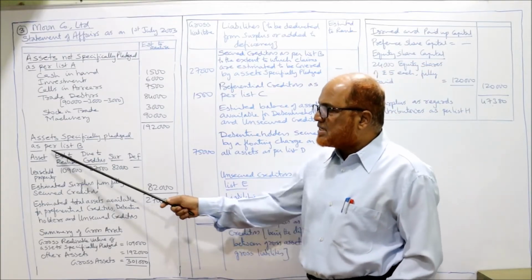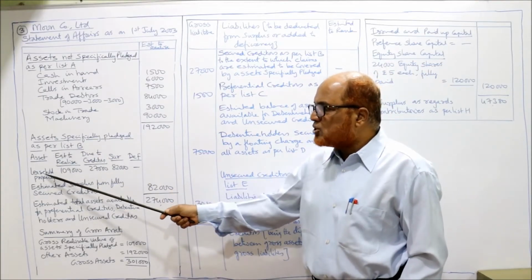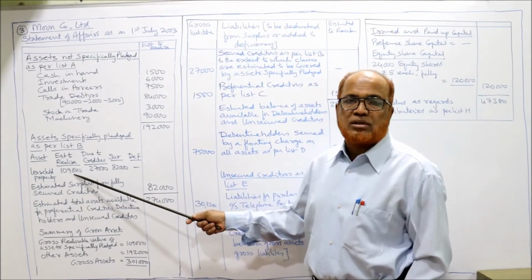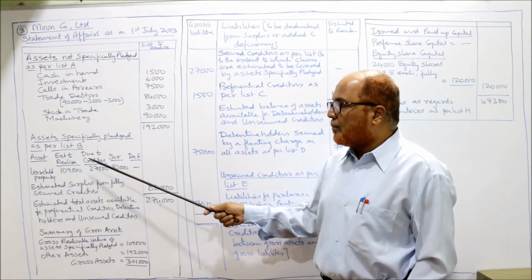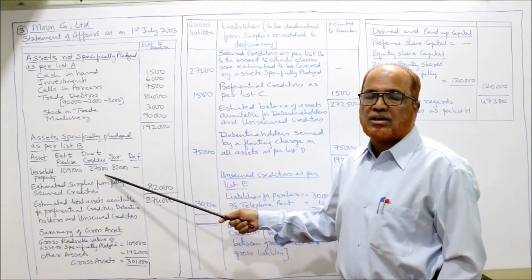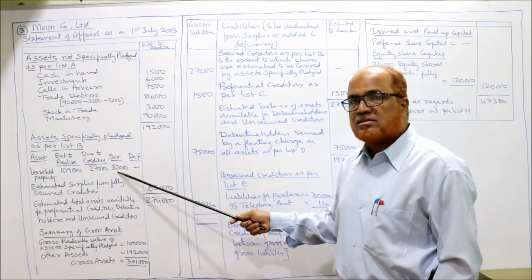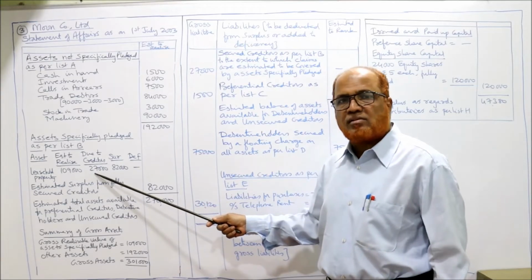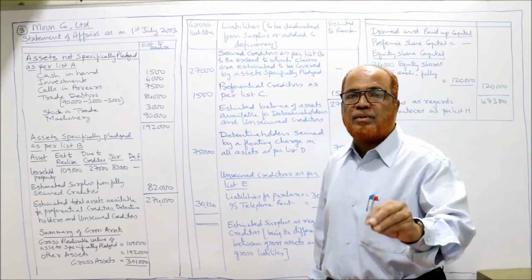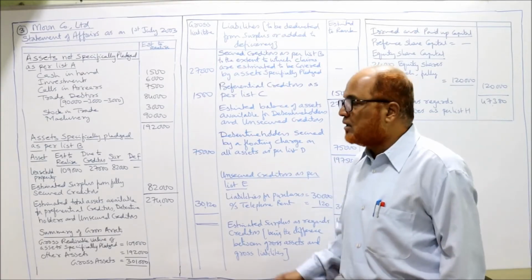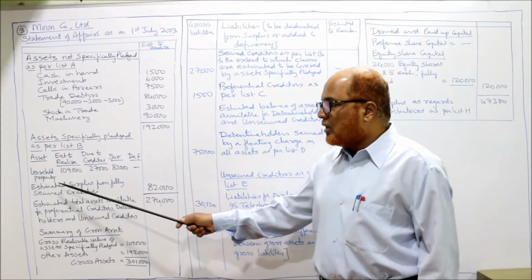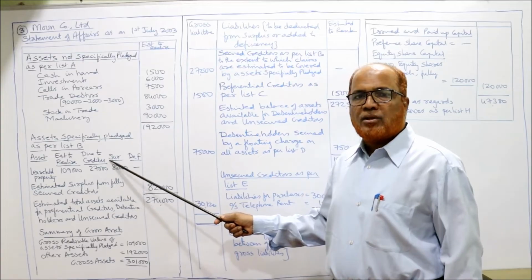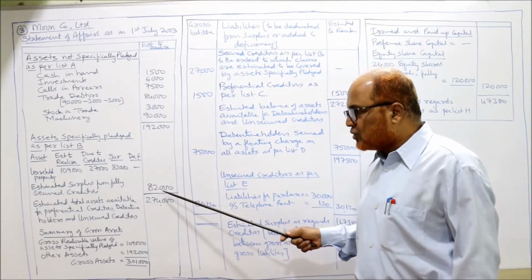Now assets specifically pledged as per list B. Leasehold property. This is the asset given as pledged. Estimated to realize 1,09,000. Leasehold property value is 1,09,000, and bank overdraft 27,000. Due to creditors 27,000. Now we are getting surplus. The bank will sell the security for 1,09,000, take its own money 27,000. The remaining 82,000 surplus will be handed over to the liquidator. Surplus 82,000. So now estimated surplus from fully secured creditors, how much surplus are we getting? 82,000. Take this 82,000 in the outer column.